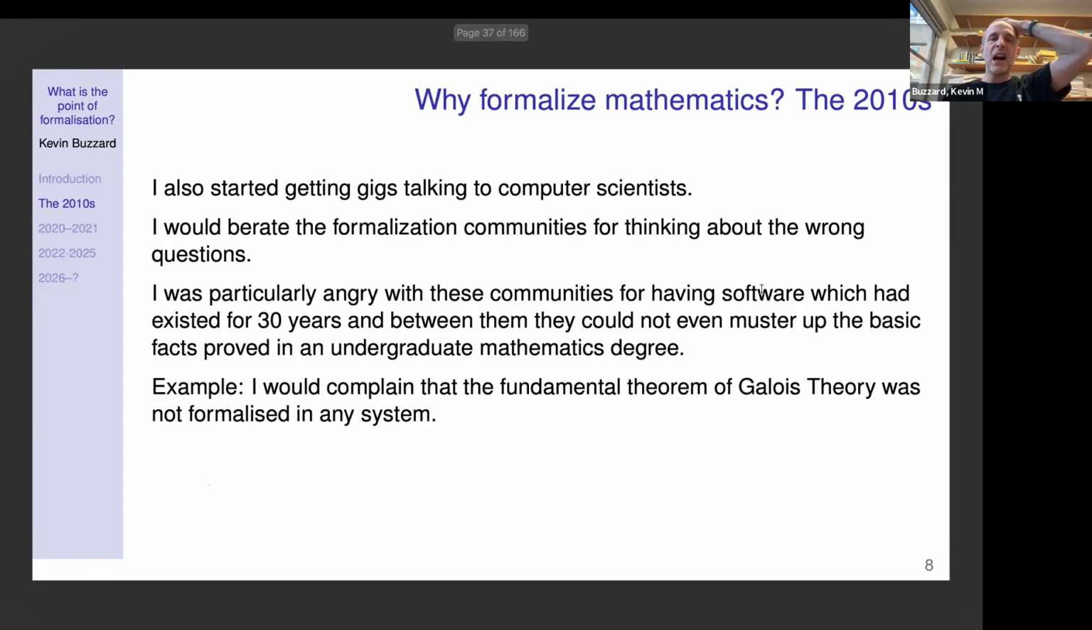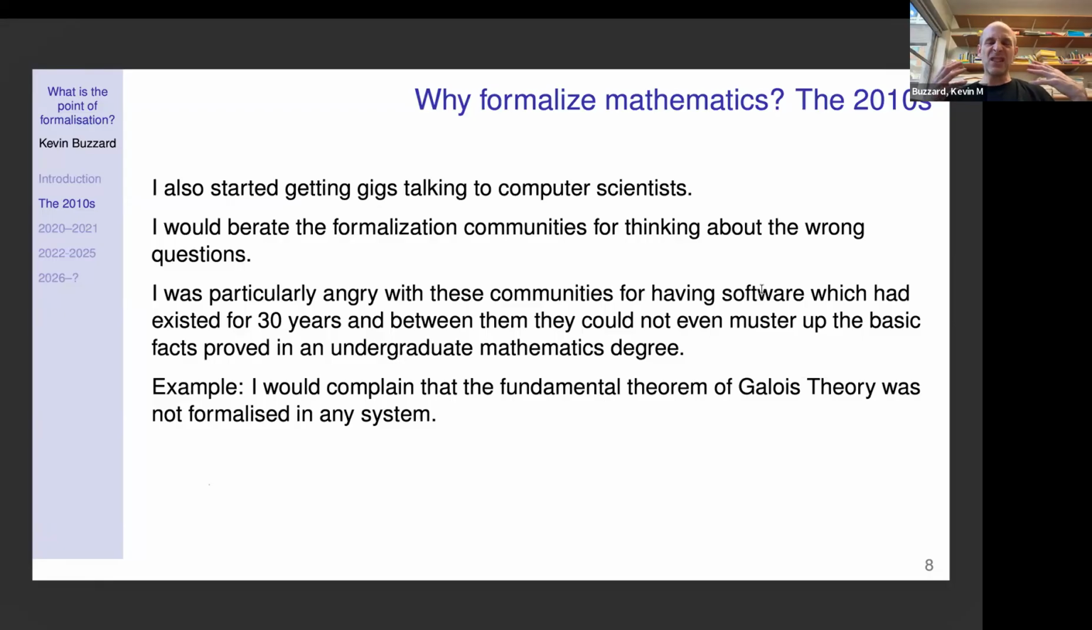And the example that I would give them was the fundamental theorem of Galois theory, which was on Freek Wiedijk's list of 100 formalization challenges. So the fundamental theorem of Galois theory, insolvability of the quintic, and impossibility of duplicating the cube, the things that you would solve using Galois theory. This, at the time in 2017, nobody had ever formalized in any theorem prover.